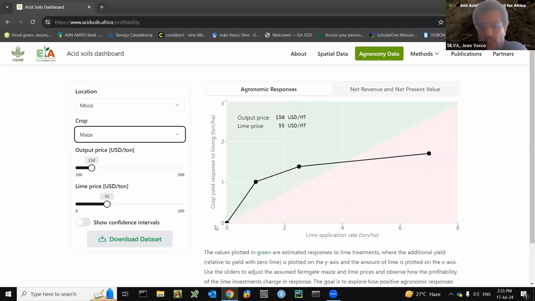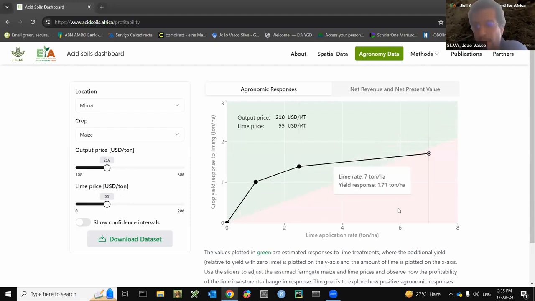Now, of course, you can see the colors in the background, and that gives you a first cut of potential profitability for these different lime rates. And let's say we assume a maize price of $200 a ton that you can play with, or $210 a ton, and $55 per ton of lime. And you see that up to 6 tons, you can expect some profitable investment in liming. But let's say you double the lime price to about $100 per ton that Jordan was mentioning. And you can clearly see that no application rates will ever be profitable under these conditions. So these are the types of things that you can explore in here.